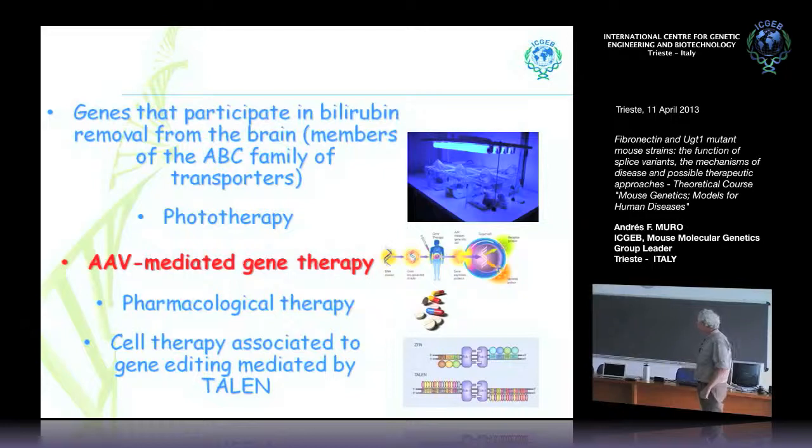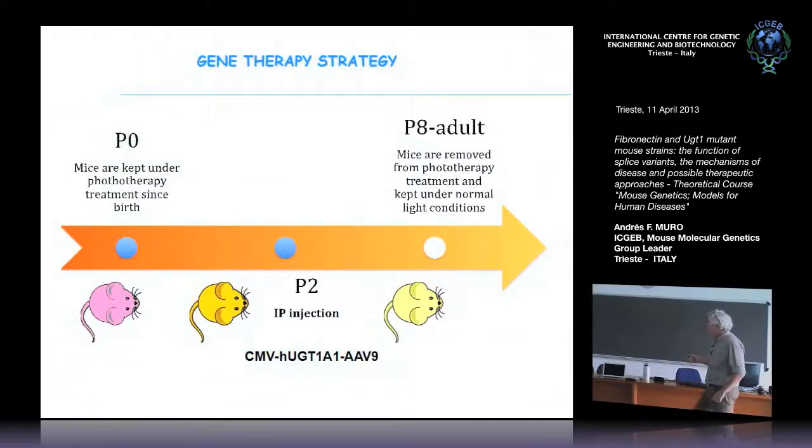So I will start with gene therapy. The idea is to give the animal a normal gene, and to do so we use the AAV vector that you have heard about from Mauro Giacca, 2 days before. We use a very strong promoter, the CMV promoter. We injected our animals at P2, and we maintain the animals for 1 week more or less under blue light just to let the virus express.